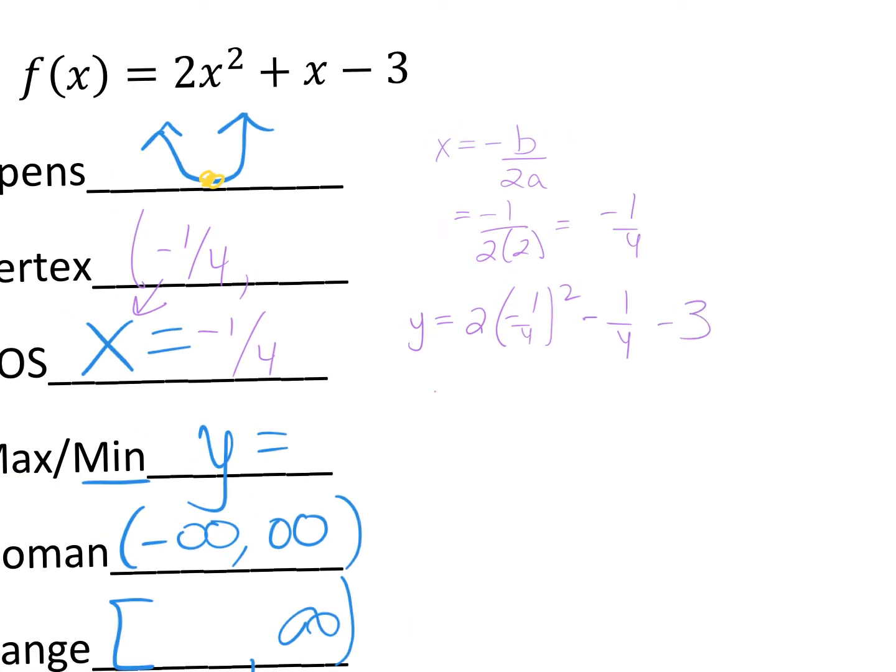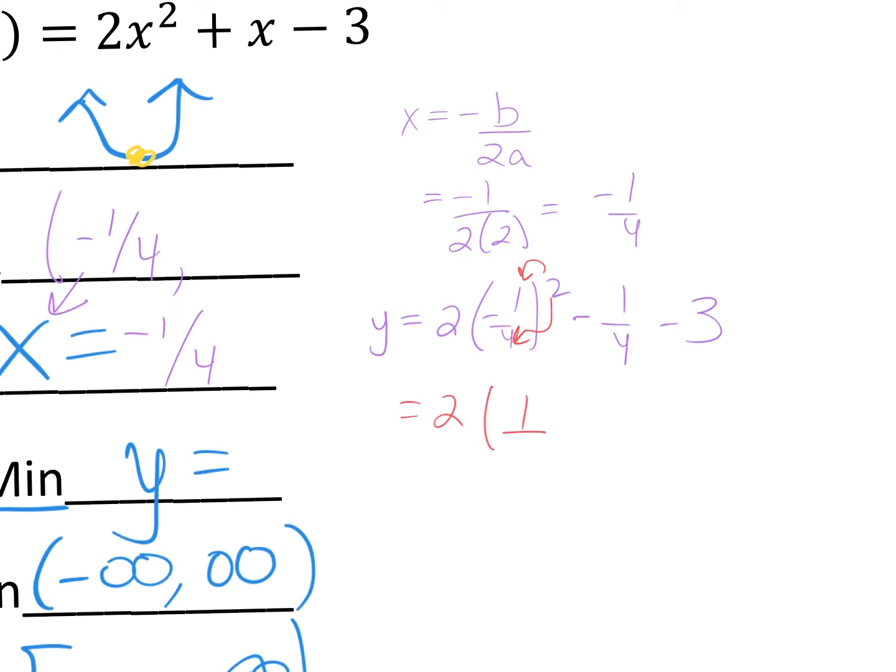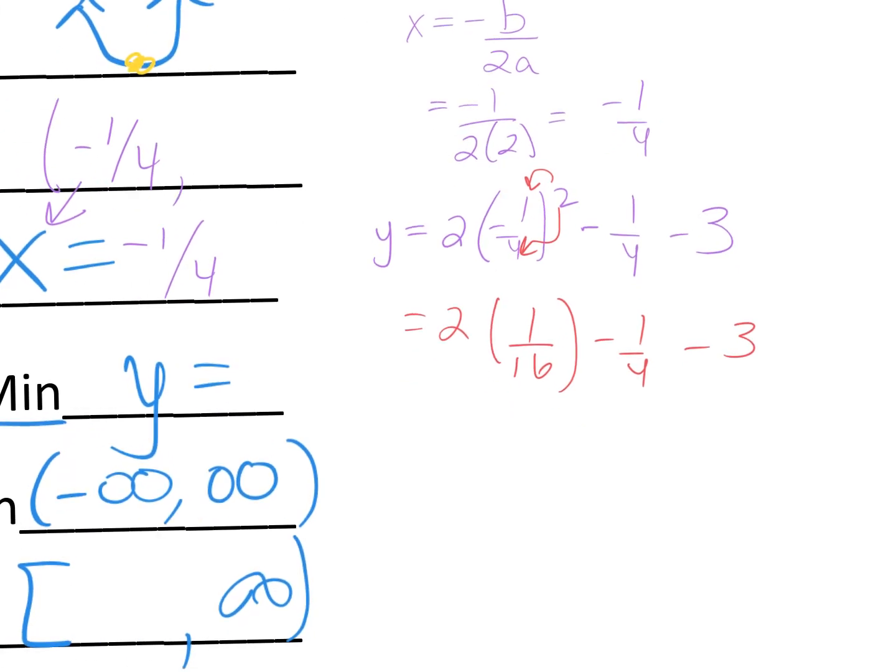Now, think about this, guys. When we evaluate this, this 2 goes to the top and to the bottom. So what's negative 1 squared? 1. And then what's 4 squared? 16. Okay. Then I have minus 1/4 minus 3. Everybody with me? Okay, so what happens here? Can I simplify it all?